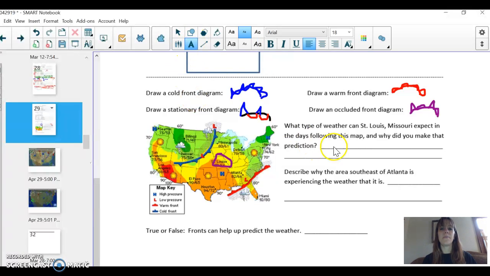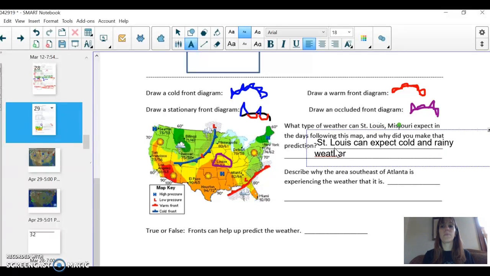If you said that St. Louis can expect cold and rainy or stormy weather, you are correct. Our because statement: well, the cold front will hit first because cold fronts, remember, they move faster because the cold air mass hits faster. So the cold front is heading toward St. Louis.